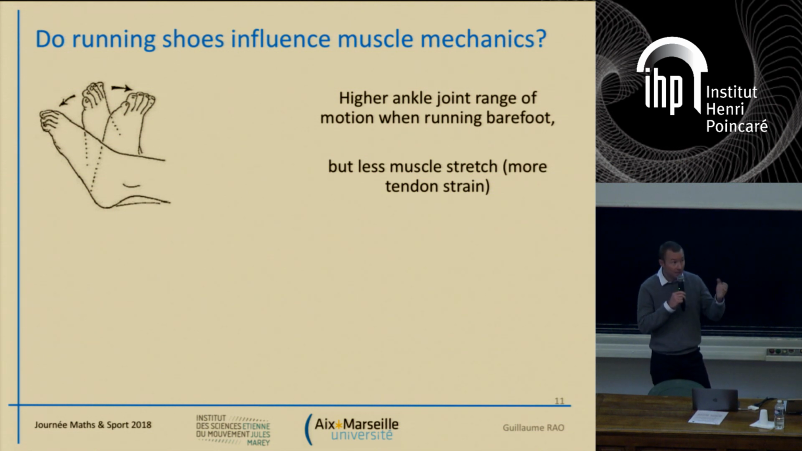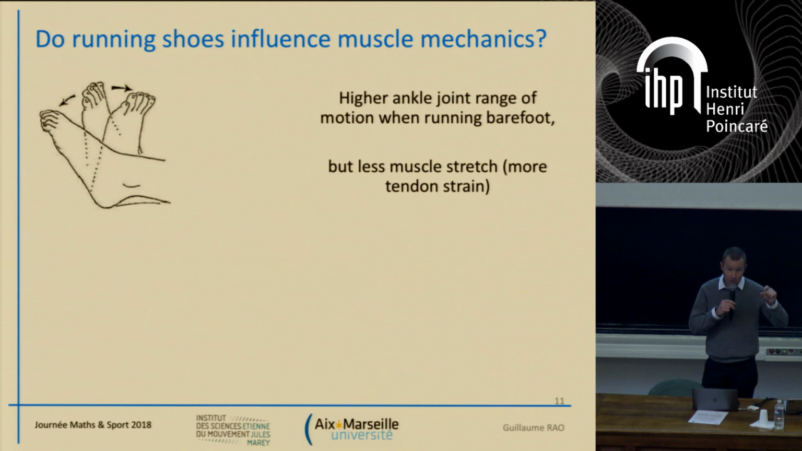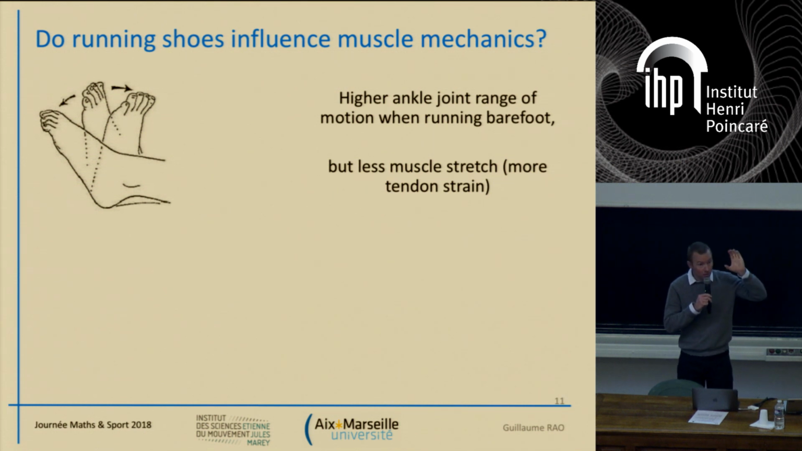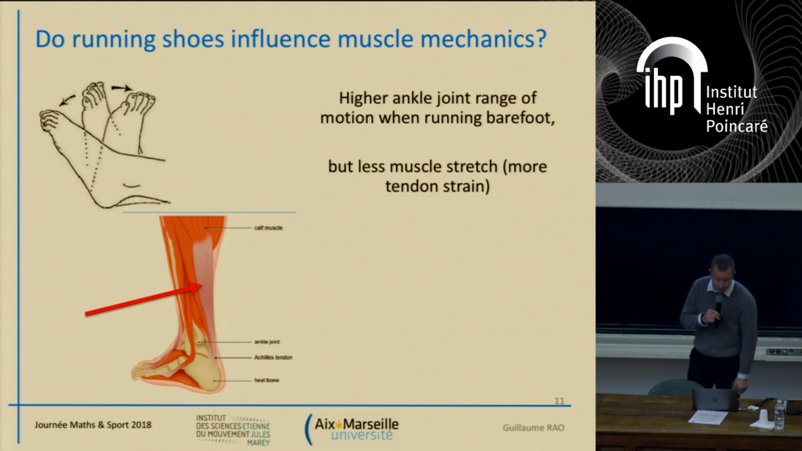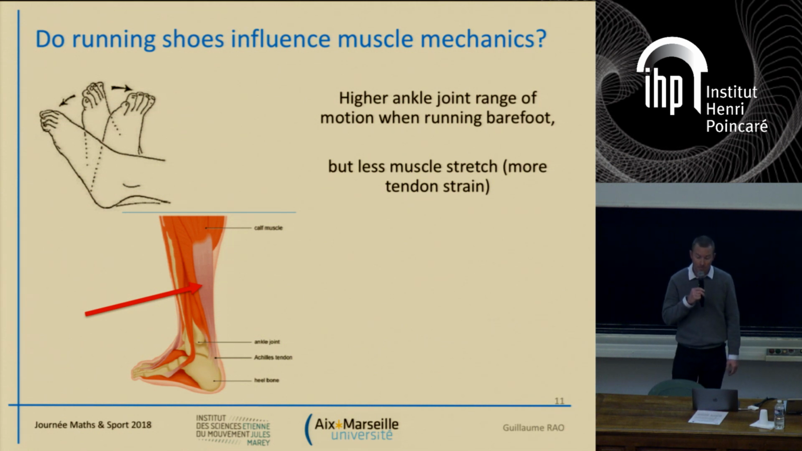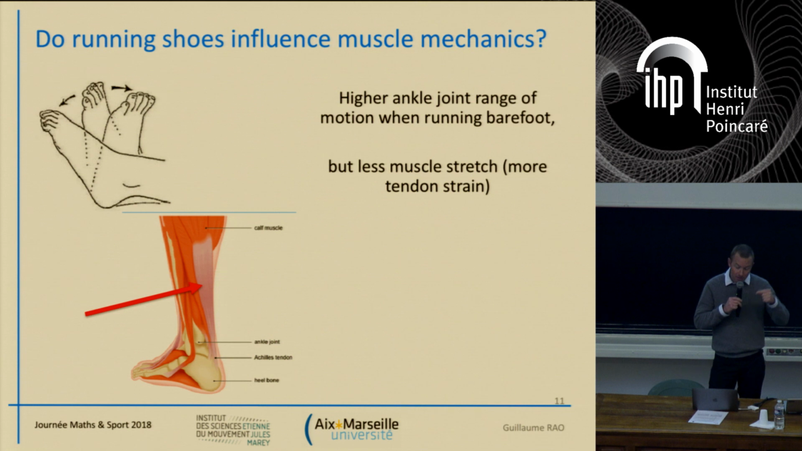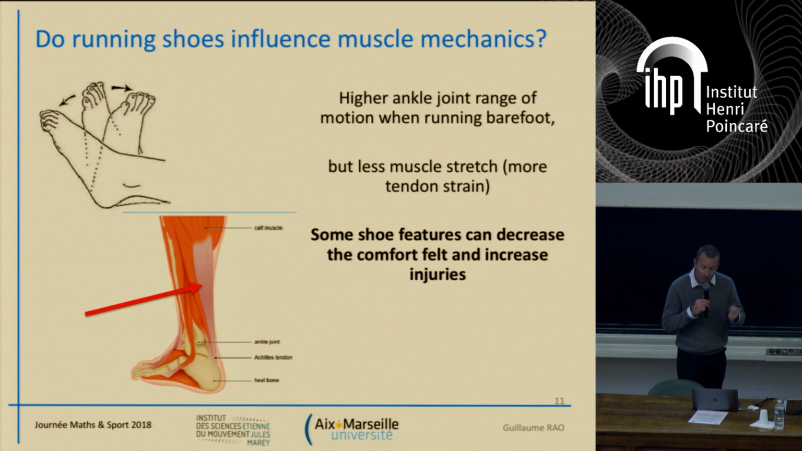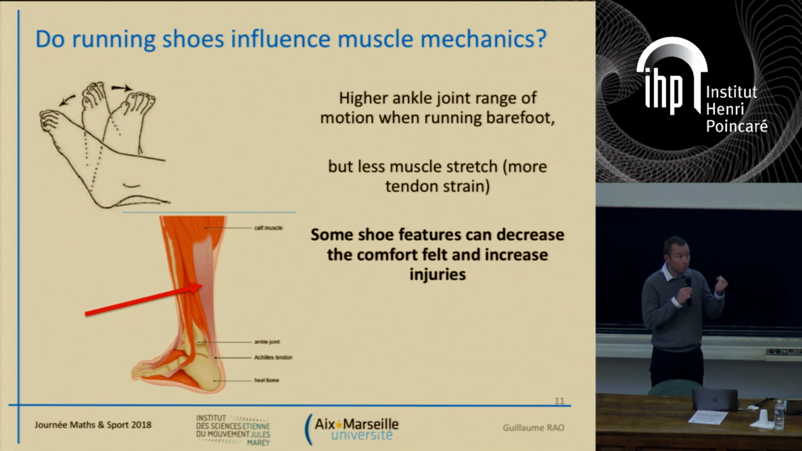The results from the model said that you have less muscle stretch, which means that you have higher amplitude of the ankle joint, but less stretch of the muscle fibers. So the major part of the movement is taken by the tendon, meaning that you will have higher strain and stress within the tendon, and so some shoe features can decrease the comfort and increase the injuries based on these results.